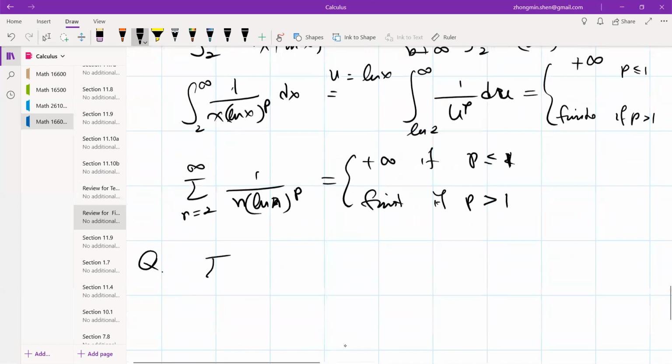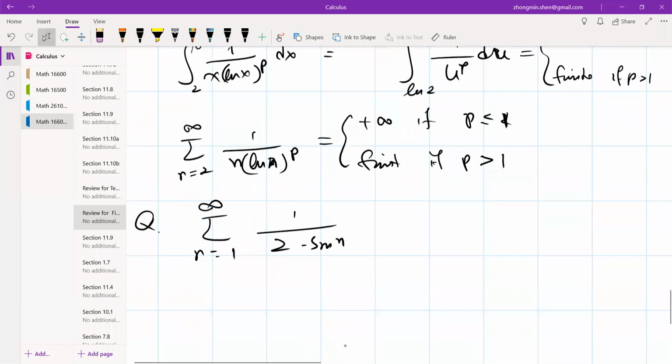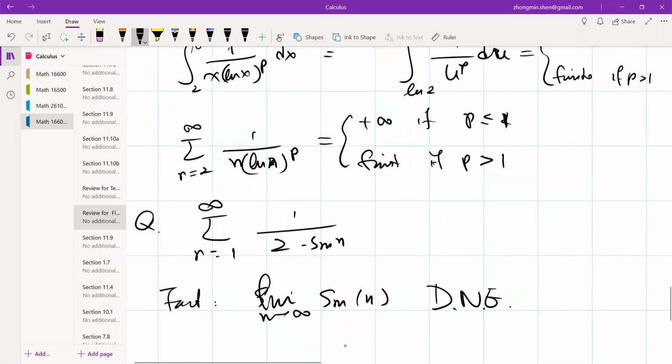Yeah, here's a problem. Okay. First of all, I have to explain. Sine n has no limit as n approaches infinity. That's the important fact. The limit of sine n as n approaches infinity does not exist. You cannot find it. Okay, actually it can be proved that there is no limit. It does not approach any fixed number.